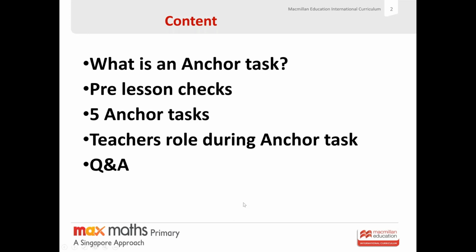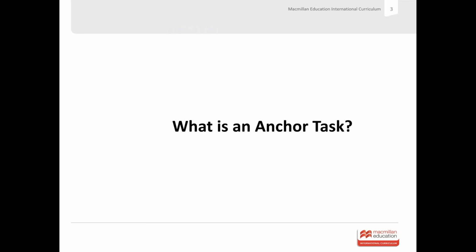Okay, so let's get started then. What is an anchor task? Is something that I asked you at the beginning of this session. Does anyone have an idea of what an anchor task is? I was hoping that we can have some sort of chat facility so I can see your replies, but I can't see that here. So let's have a go at going through it then.